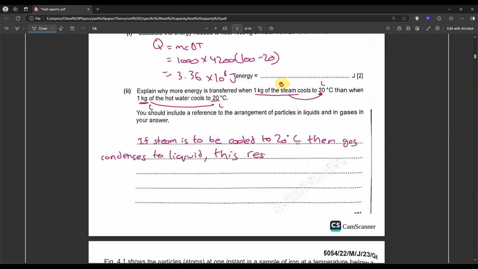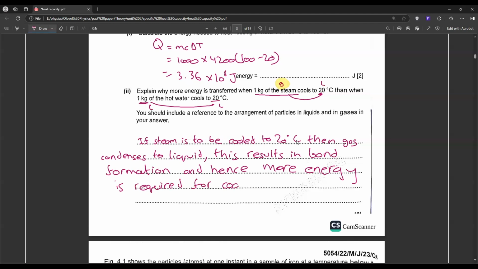This results in bond formation and hence more energy is required for cooling. Simple as that. Let's further move ahead to the next question.